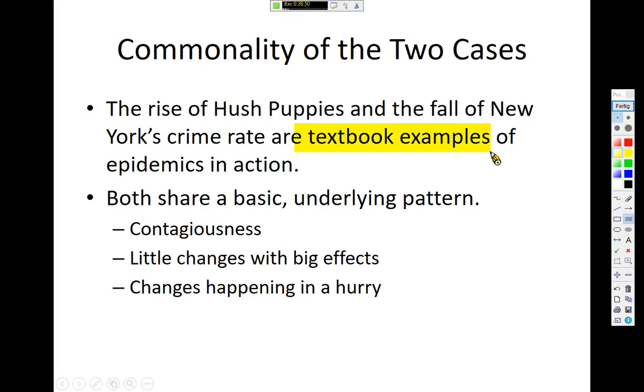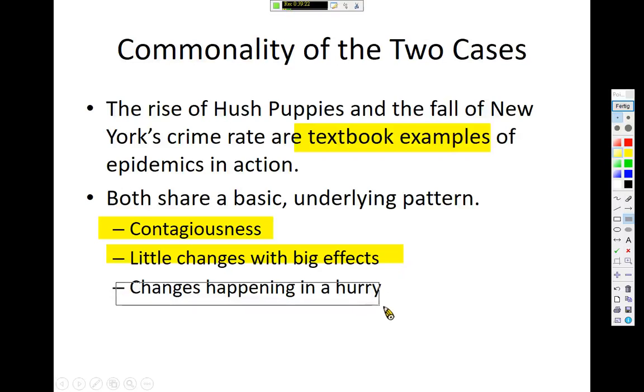But strangely enough, they share three commonalities. Three. And these are the very characteristics of the tipping point. Now, let's take a look. One is contagiousness. The other is that a little change can cause a big effect. And the third is that the changes happen in a hurry, not in slow motion.